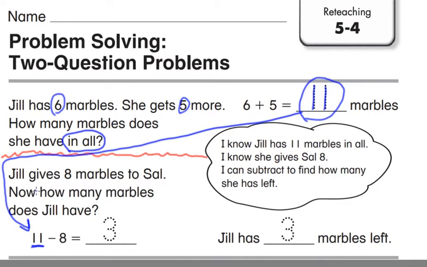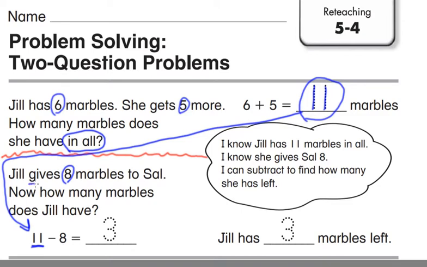Make sure you circle everything that's important. Okay? Jill gives 8 marbles to Sal. How many marbles does Jill have? All right, so I'm hoping that while I was reading, you circled everything that was important. Let's reread, and I will also circle some important things to help us solve this problem. Jill gives 8 marbles to Sal. You know what? It's pretty important that she gives 8 marbles.